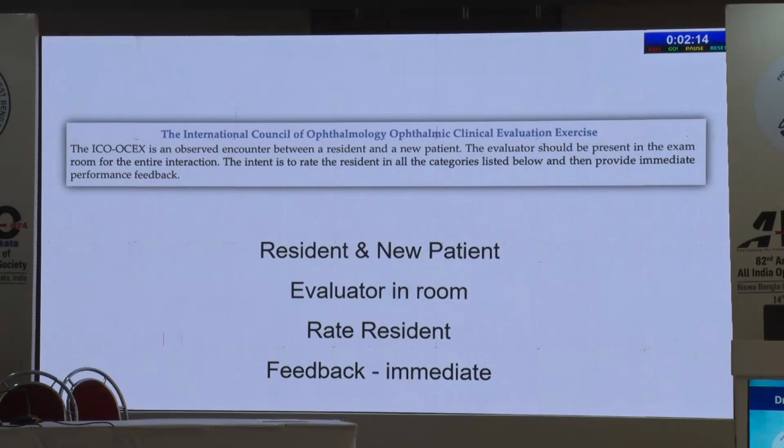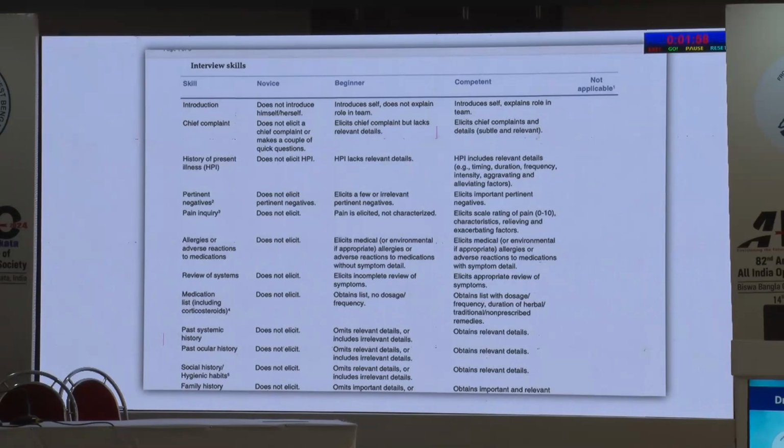Now let's start off with the OCEX. This is actually one of the most comprehensive tools. There is enough published literature available about it. Here the resident looks at a new patient with the evaluator sitting in the room. They rate the resident and the feedback is immediate. Those are the most critical aspects of this. Again, this gets broken down into multiple layers, right from how they introduce themselves, to how they elicit the history, to how they look at the medication list.